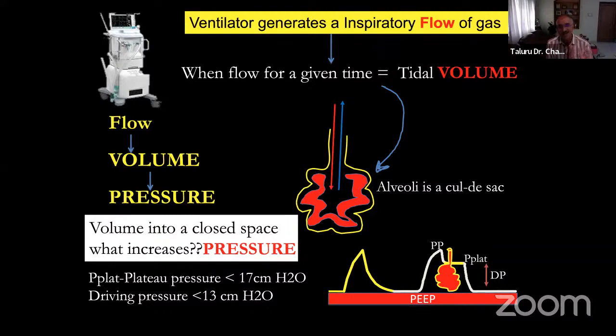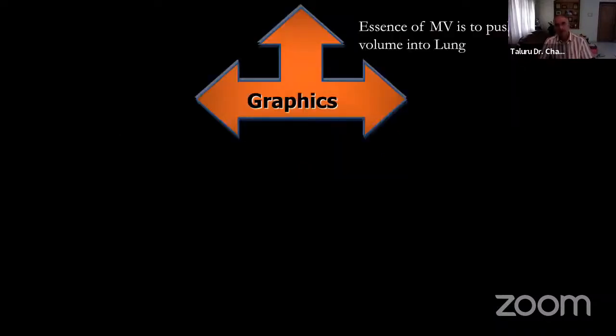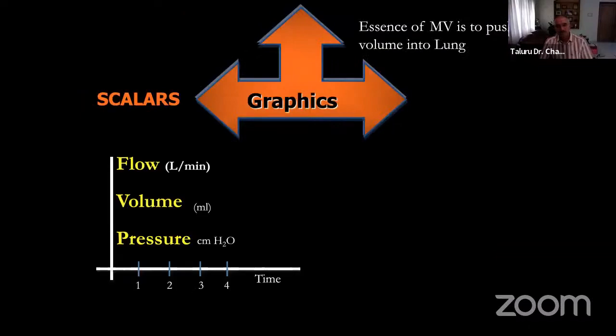Volume into a cul-de-sac produces pressure. So these are the three components, flow, volume, and pressure, that we are going to plot against time, and they are called the scalars. Here we are plotting flow with time. That is called the flow time scalar. Then volume with time is called the volume time scalar. Then the pressure time scalar.